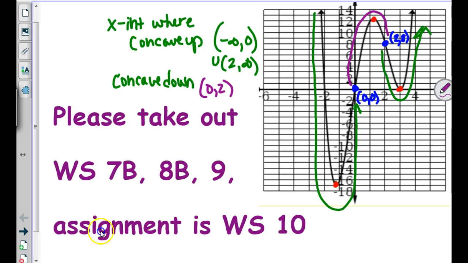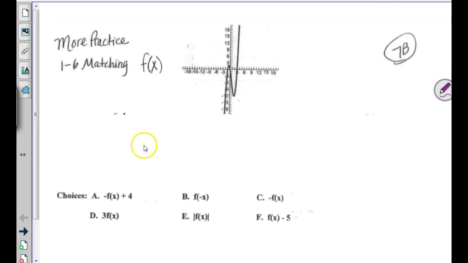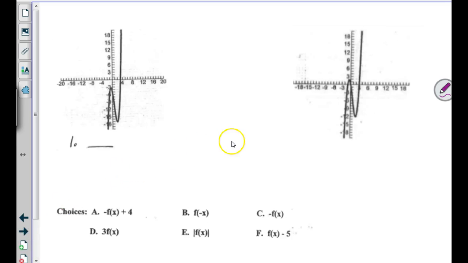Okay. Can we look at worksheet 7B also as a warm-up today? 7B has 6 matching questions on it. This is the parent function right here. And we are to match these 6 equations to the choices. You will have to do this on the quiz. It doesn't have 6 matches. Okay? It's on the final. It's on the priority portion of the final. It's all over the place, this matching business, okay?